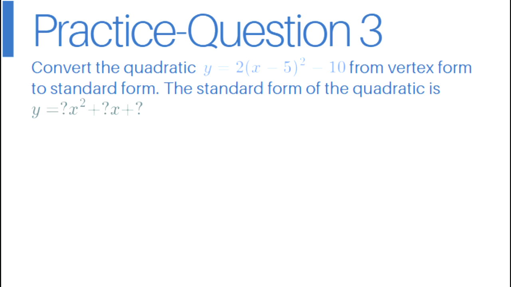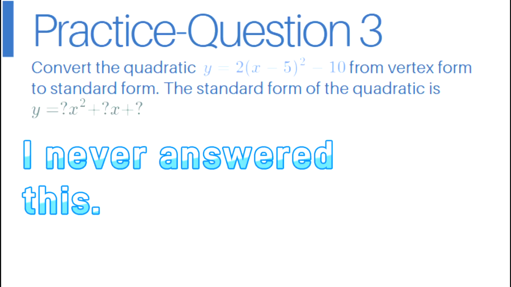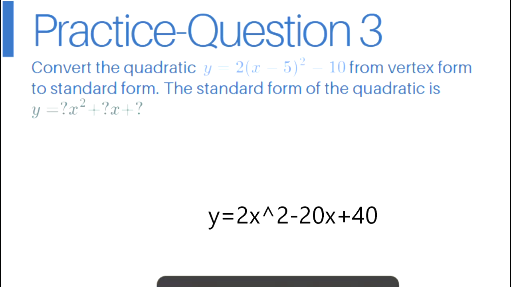So practice question number 3. Convert the quadratic y equals 2 times x minus 5 squared minus 10 from vertex form to standard form. The standard form of the quadratic is what? Okay, so pause the video. Go do this on your own. This is at the very end of the lesson. Then come back and we'll double check and make sure you got it right.